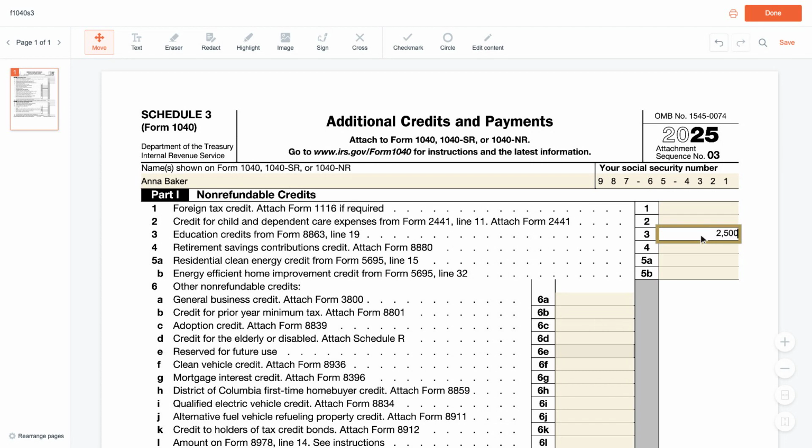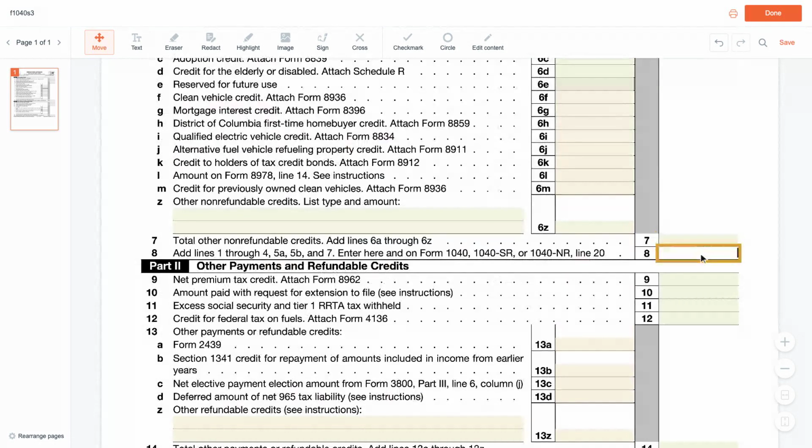Anna claims a $2,500 education credit on line 3, carried over from her Form 8863. Add the Part 1 credits on line 8. That total carries to your Form 1040 and lowers your tax. Part 2, just below, works the same way for refundable credits and other payments like estimated taxes.